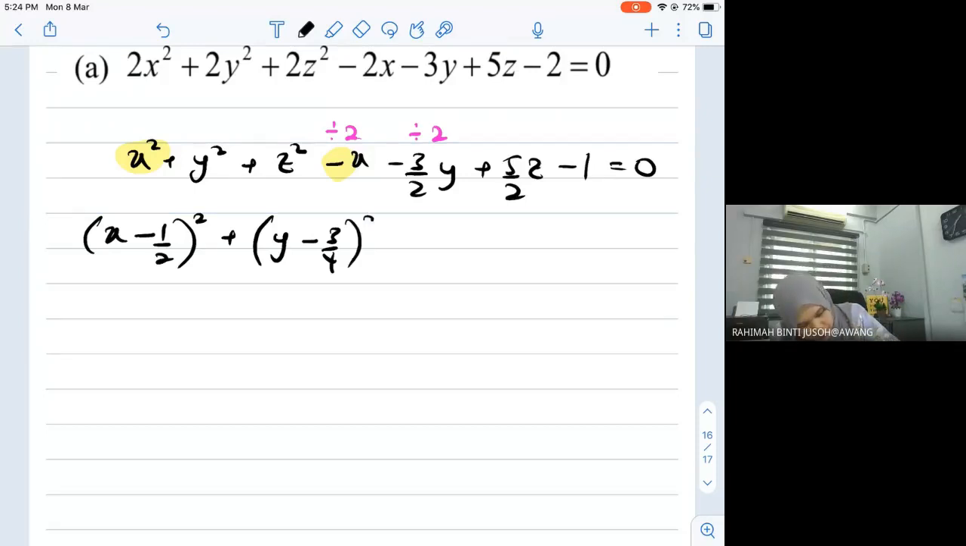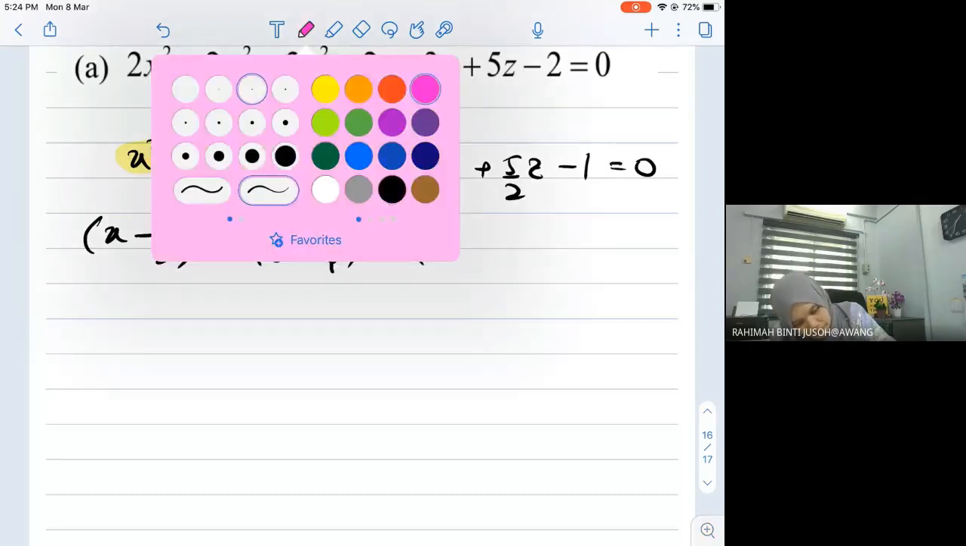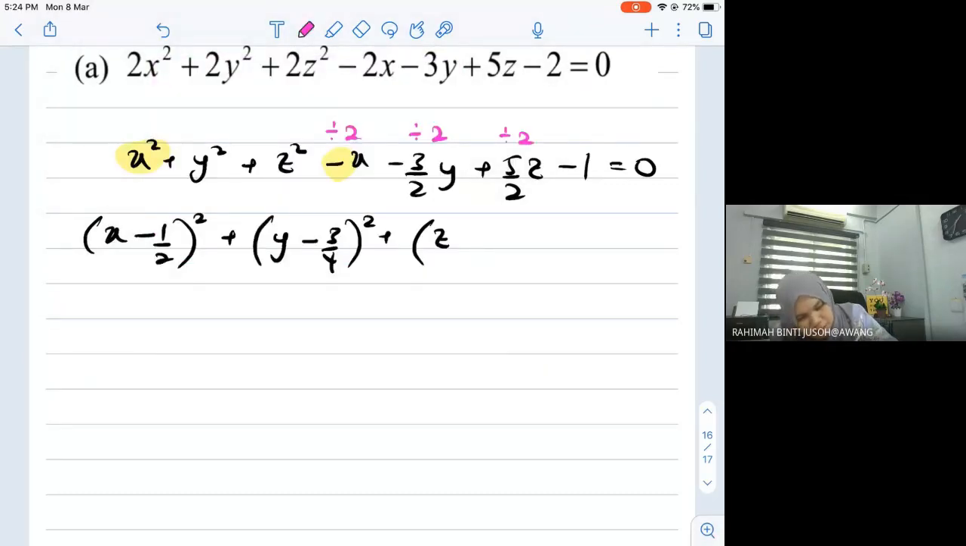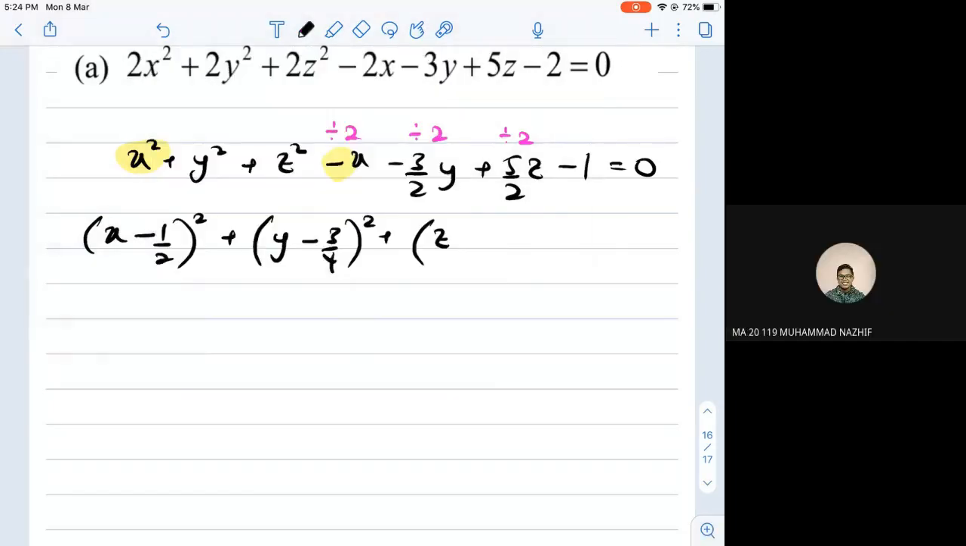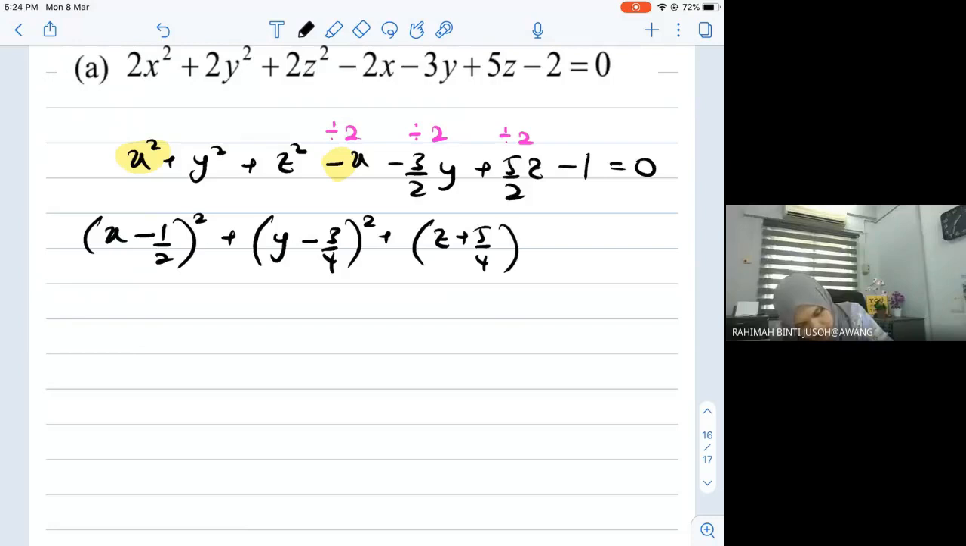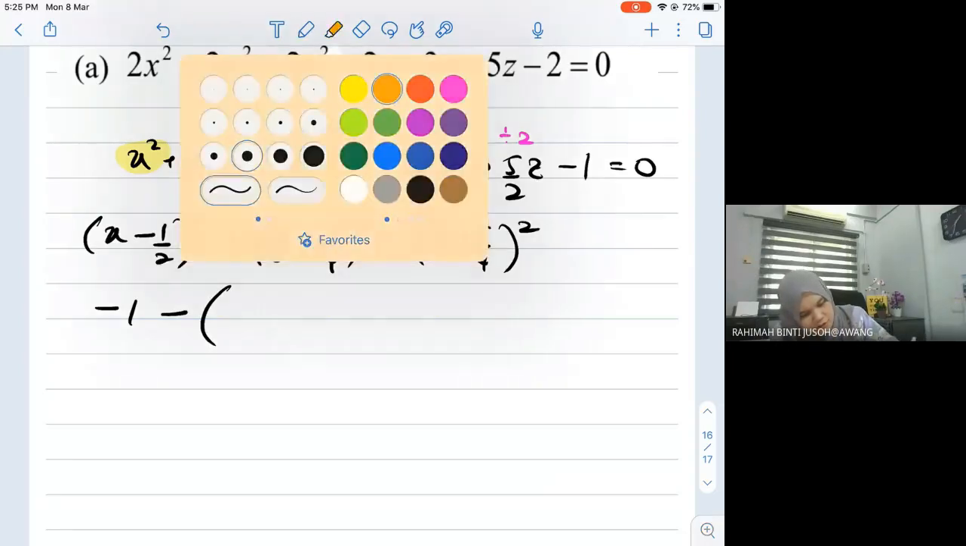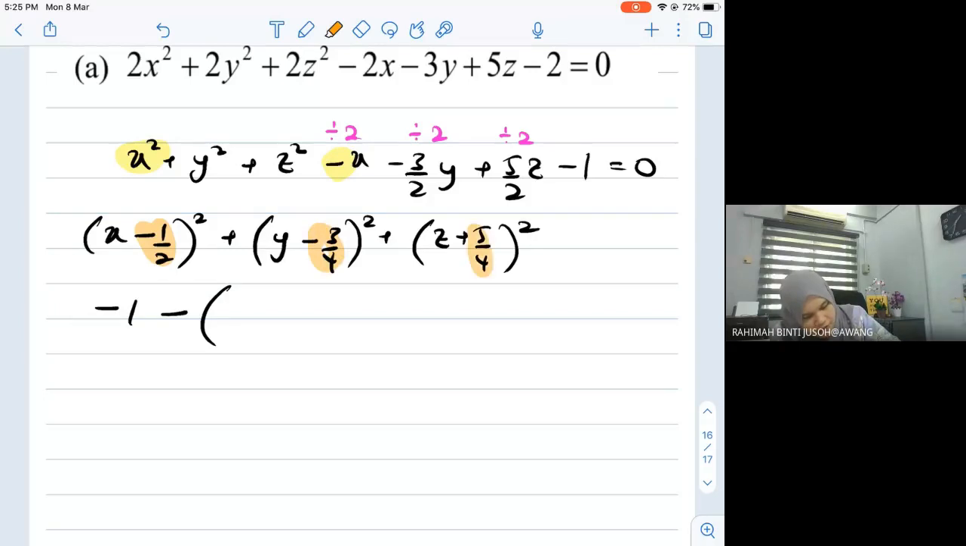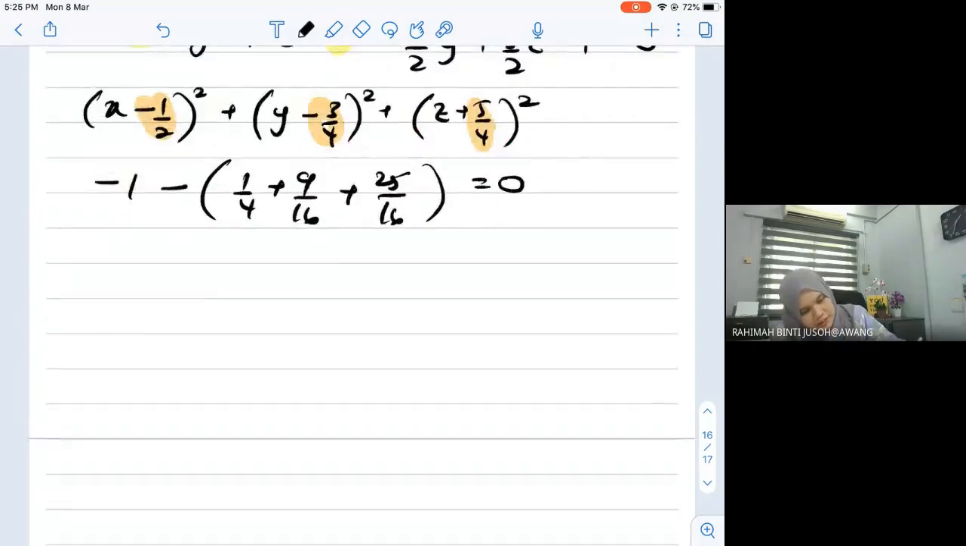Okay? Square plus z. Z apa pasangan dia? Ni bahagi 2 ni. 5 per 2 bahagi 2 dapat apa? Plus 5/4. Yes, 5/4, kuasa 2 macam tu dah. Tolak 1 tu you copy je balik. Minus 1. Minus buka kurungan. The summation of all squares, here, here and here. So 1/2 kuasa 2 1/4. Negatif 3/4 kuasa 2 tambah 9/16 lah. Yang ni tambah 25/4 kuasa 2 16 juga. So equals to 0. So calculate this guys.